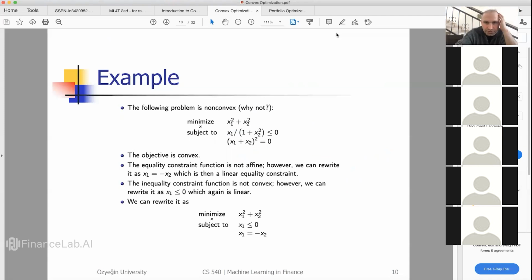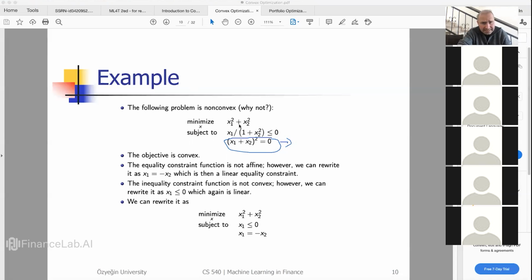Let's assume that we try to minimize x1 squared plus x2 squared. And that's what we want to minimize. And that will be subject to the fact that x1 divided by 1 plus x2 squared is smaller than 0, and x1 plus x2 is 0. So in this case, first of all, we can tell that it's a non-convex optimization problem because the first constraint is not a linear expression, and it is not convex. Since at least one of the constraints is non-convex, the problem becomes non-convex.